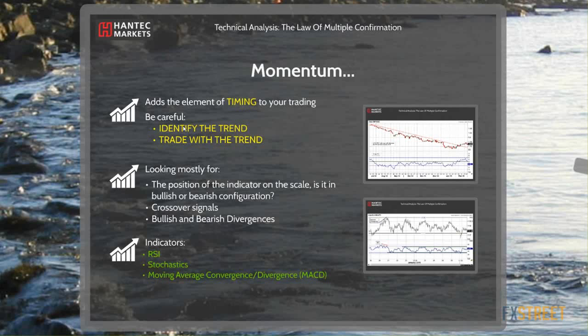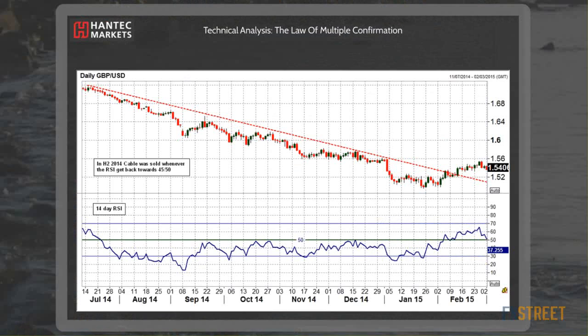Now, the key aspect of momentum indicators is that momentum is read differently in different markets. In a strongly trending market, how you read a momentum indicator is very different to how you read it in a sideways trending market. And I've got a couple of examples of this. Basically, this is cable in a very strong downtrend.